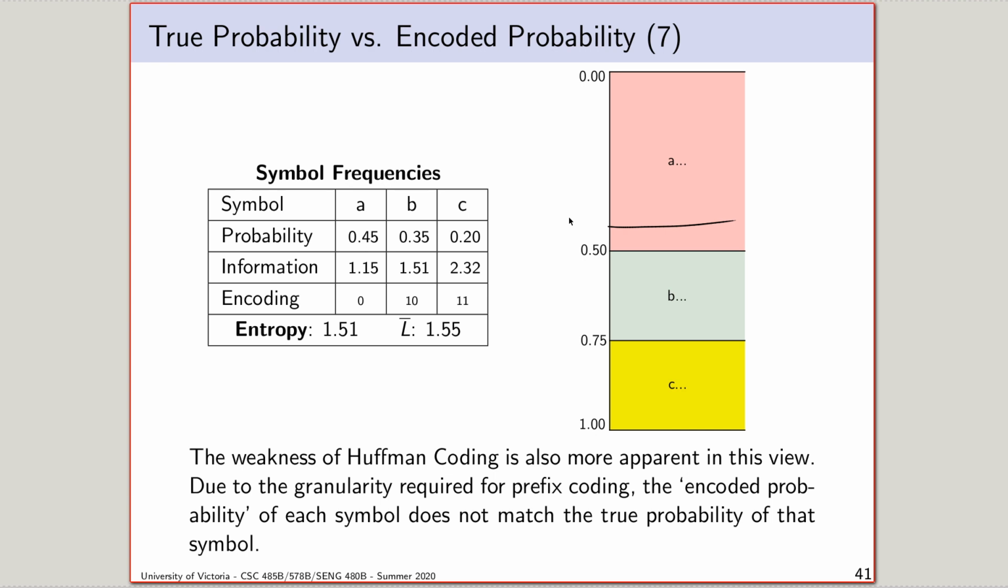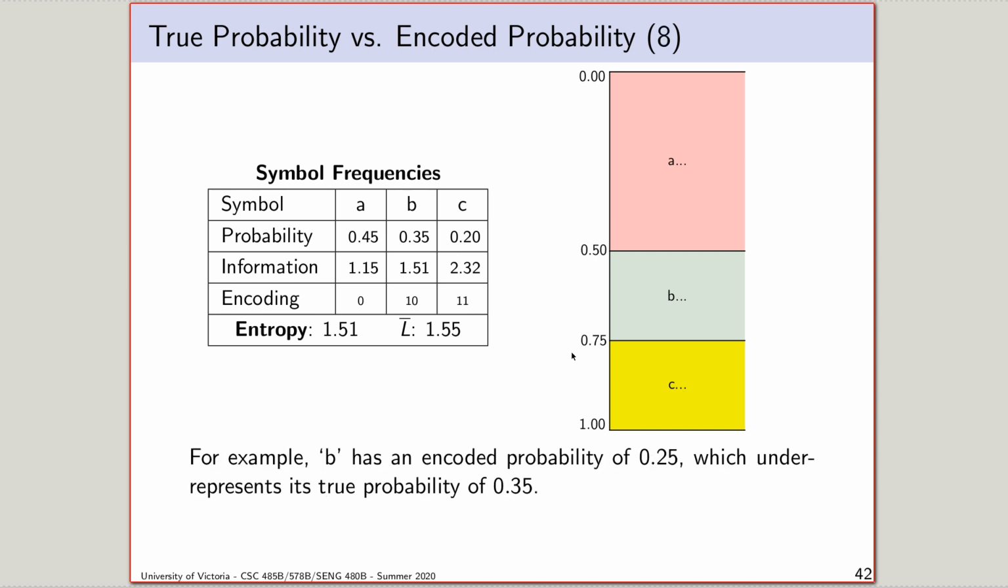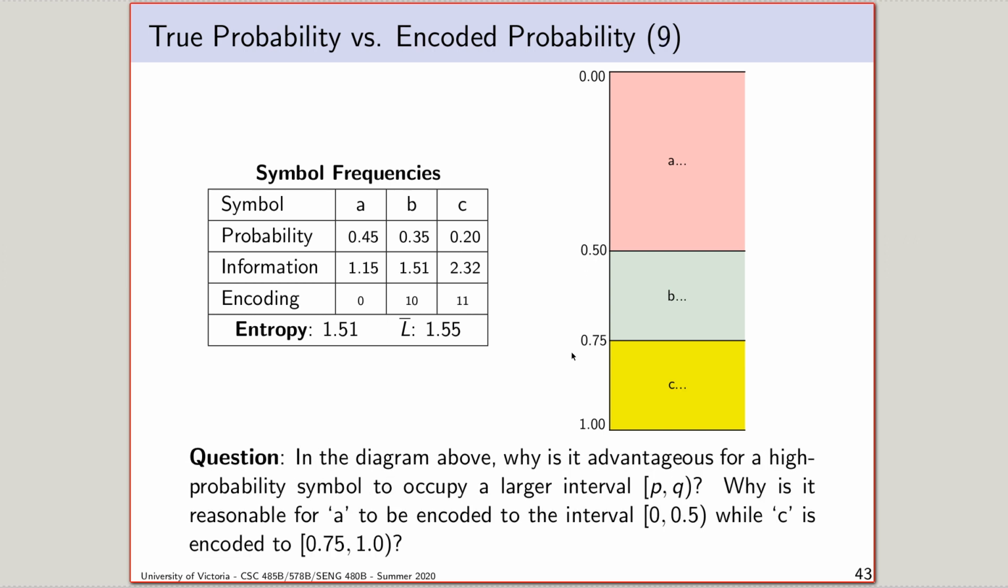Because I'd like it if A went from 0 to 0.45 and B went from 0.45 to 0.8. And C went from 0.8 to 1.0. That would give each symbol its true probability as its encoded probability. So the question is, how do we do this? The slides aren't ready to get there yet.